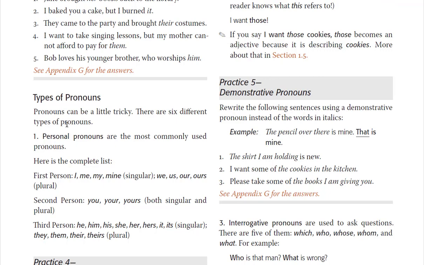Types of pronouns. Personal pronouns are the most commonly used pronouns. First person: I, me, my, mine, we, us, our, ours. Second person pronoun: you, yours. Third person pronoun: he, him, his, she, her, it, its, they, them, their, theirs.